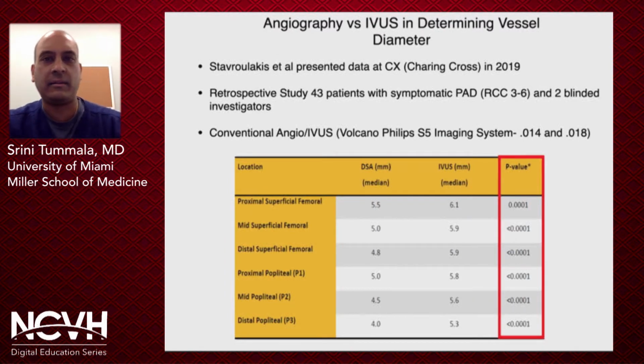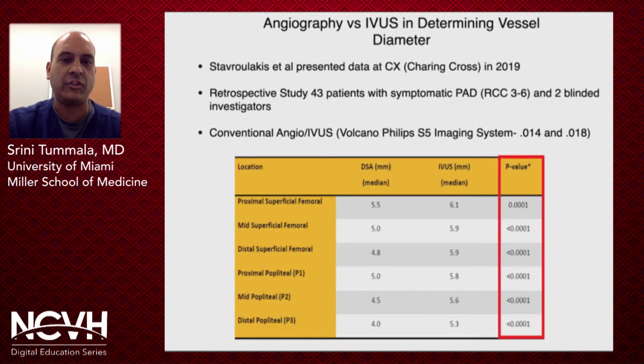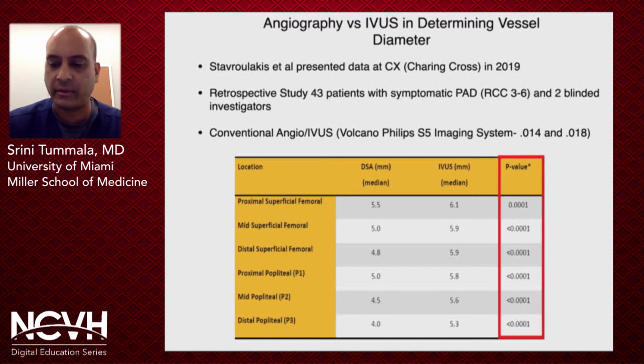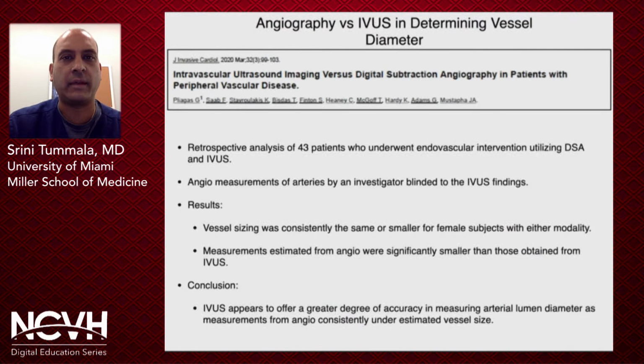And so there are some studies, as this is data presented at Charing Cross in 2019, which really looked at 43 patients with symptomatic PAD, 2 blinded investigators, and they looked at basically angiography and IVUS, and was there a difference in terms of determining true vessel size for the vessel that they were going to treat. And you can see when you look at this left column that there was a significant undersizing of the angioplasty balloon or stent that was going to be placed based strictly on angiography compared to IVUS. And this was statistically significant. So you can see IVUS is definitely better at determining true vessel diameter.